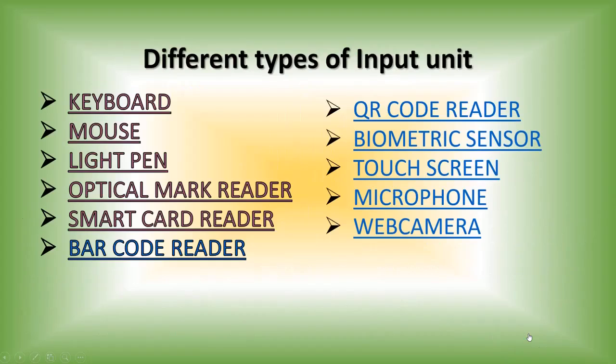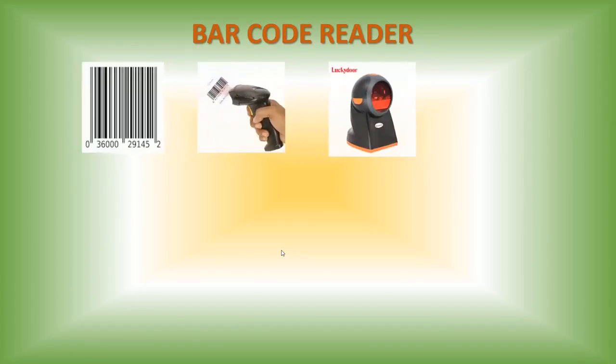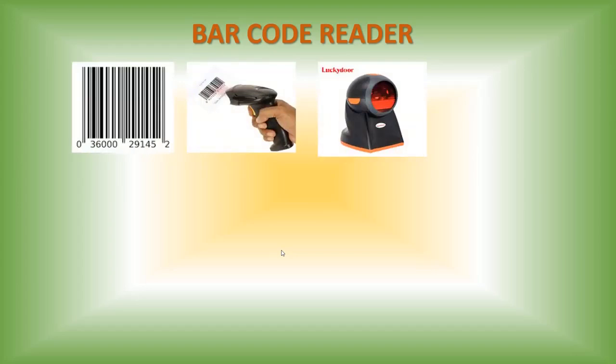Next type of input device is the barcode reader. That also you know, the barcode reader. Just see the picture, then you will identify what this barcode reader is. This picture is known as a barcode. When you turn to the back side of your notebook, you can see this barcode on the back of your textbook. It will be there on the back of your notebook also.